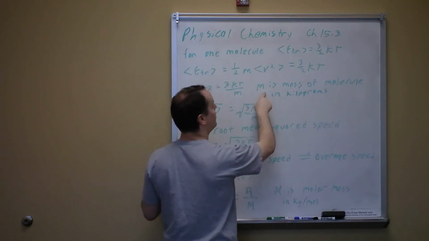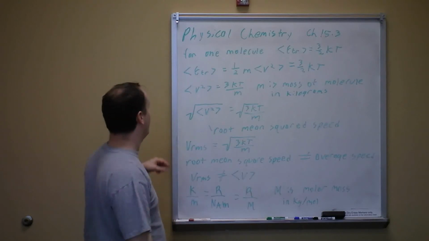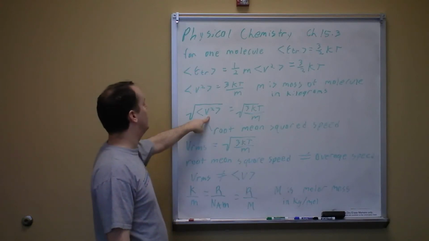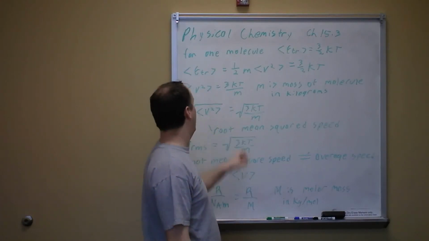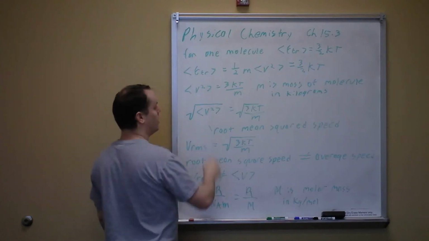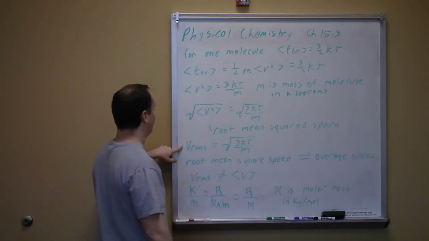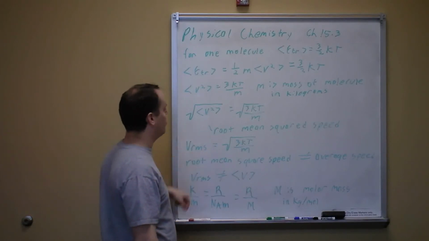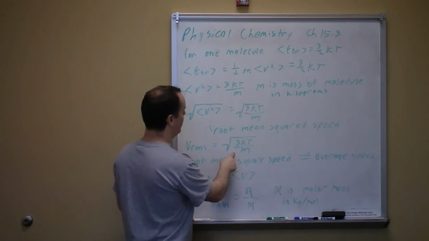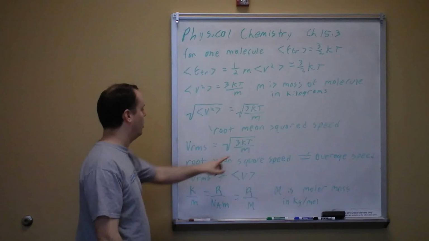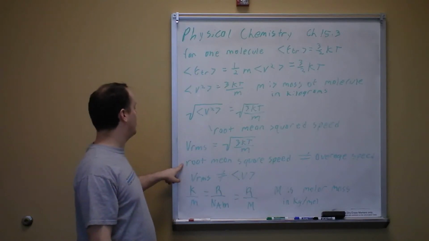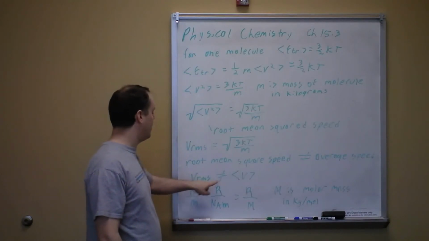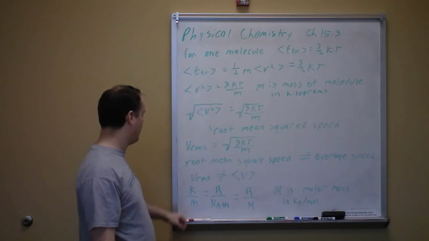Now m, remember, lowercase m is the mass of one molecule, in kilograms, to get the units to work out correctly. If we take the square root of both sides, we get the square root of the average speed squared is equal to the square root of 3kT over m. This is called the root mean squared speed, and the symbol is v, lowercase v for speed, and RMS is short for root mean squared. So v_RMS is equal to the square root of 3kT over lowercase m. Careful though, this root mean squared speed is not equal to the average speed. So the symbol v_RMS is not equal to the bracketed lowercase v.